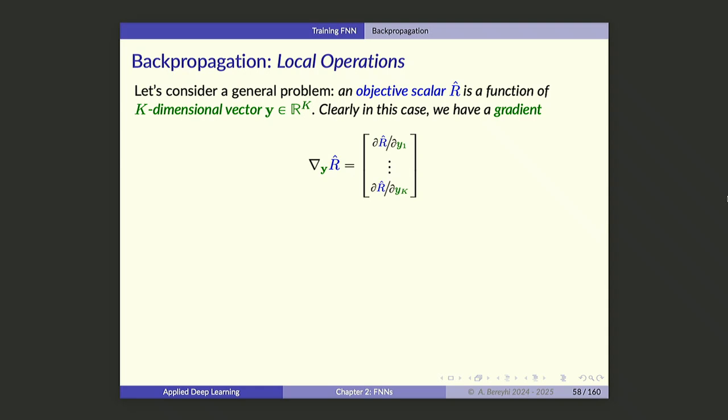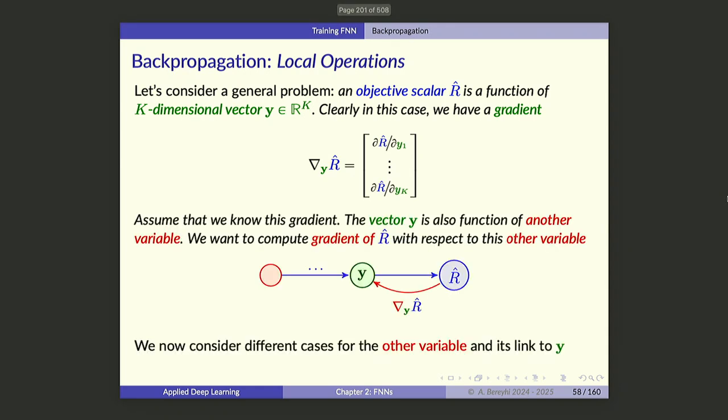For the second entry it is with respect to this, for the third entry is that, and so on till the last one. So somebody has given me this gradient, this vector here, and now what I want to do, I do know that there exists one other variable which could be, again, an object. So it could be a vector, it could be a number, it could be a matrix, it could be anything, okay? And that variable is connected to y with some operation, yeah?